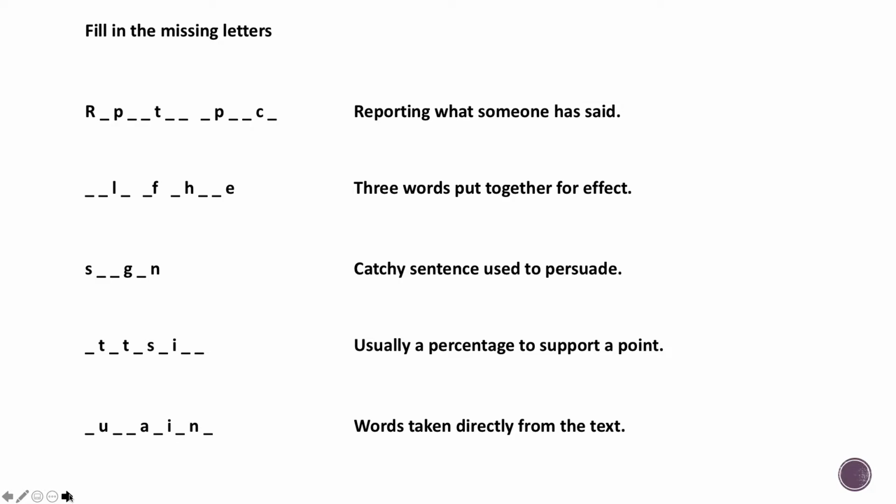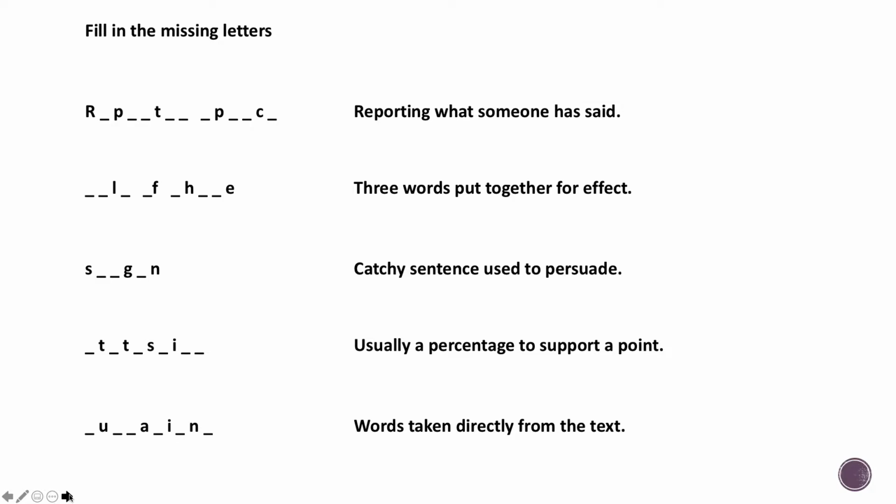Three words put together for effect would be rule of three. So it could be three words or three phrases. So the idea that there's been research done, that we remember things in threes. Okay, so if you're trying to remember in your writing as well, three ideas put together. Catchy sentence used to persuade, that would be a slogan. Okay, so for example, McDonald's slogan is "I'm loving it." Nike is "just do it," that type of thing.